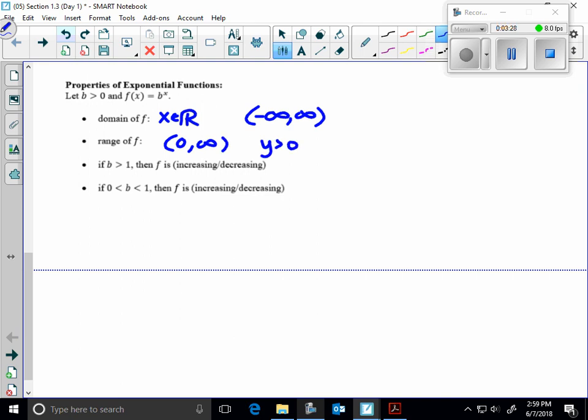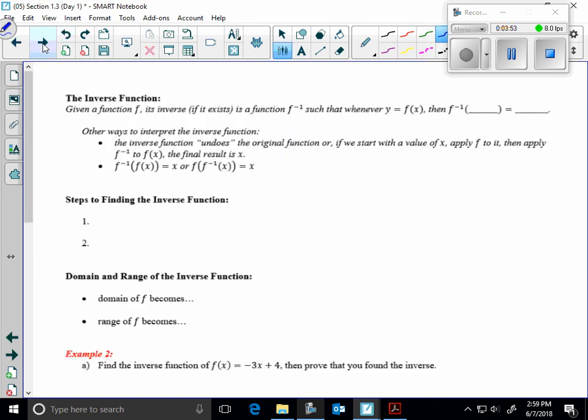Right? Okay, if b is greater than 1, then f is increasing. If b is between 0 and 1, then it would be decreasing. All right, so you've seen half-life problems. You've seen growth problems. If b is greater than 1, it's increasing. If b equals 1, then that's dumb. It's neither.